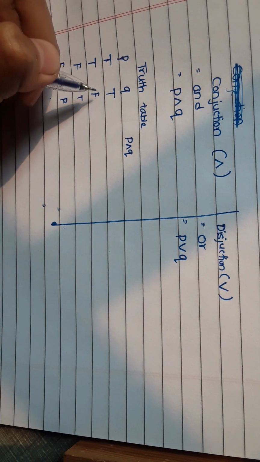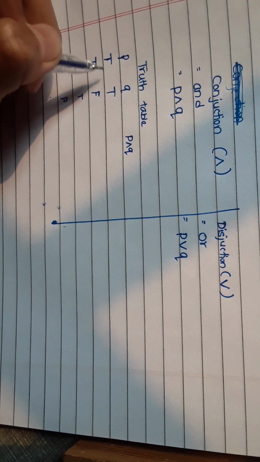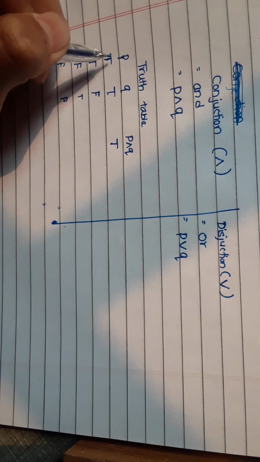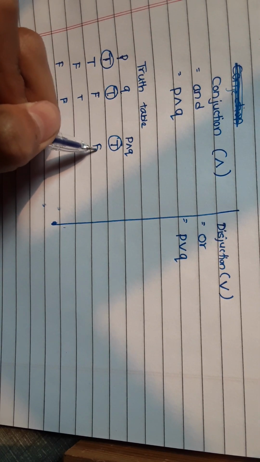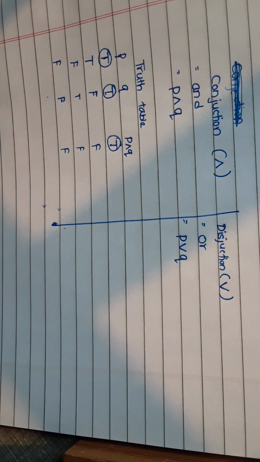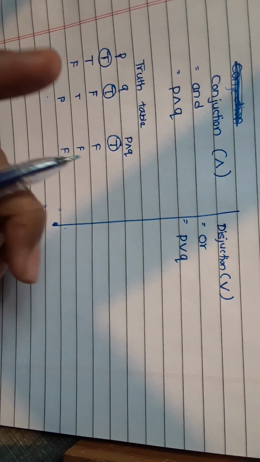And what does this indicate? So it is true for this one only, and the remaining are false. No matter what they are, just write false.